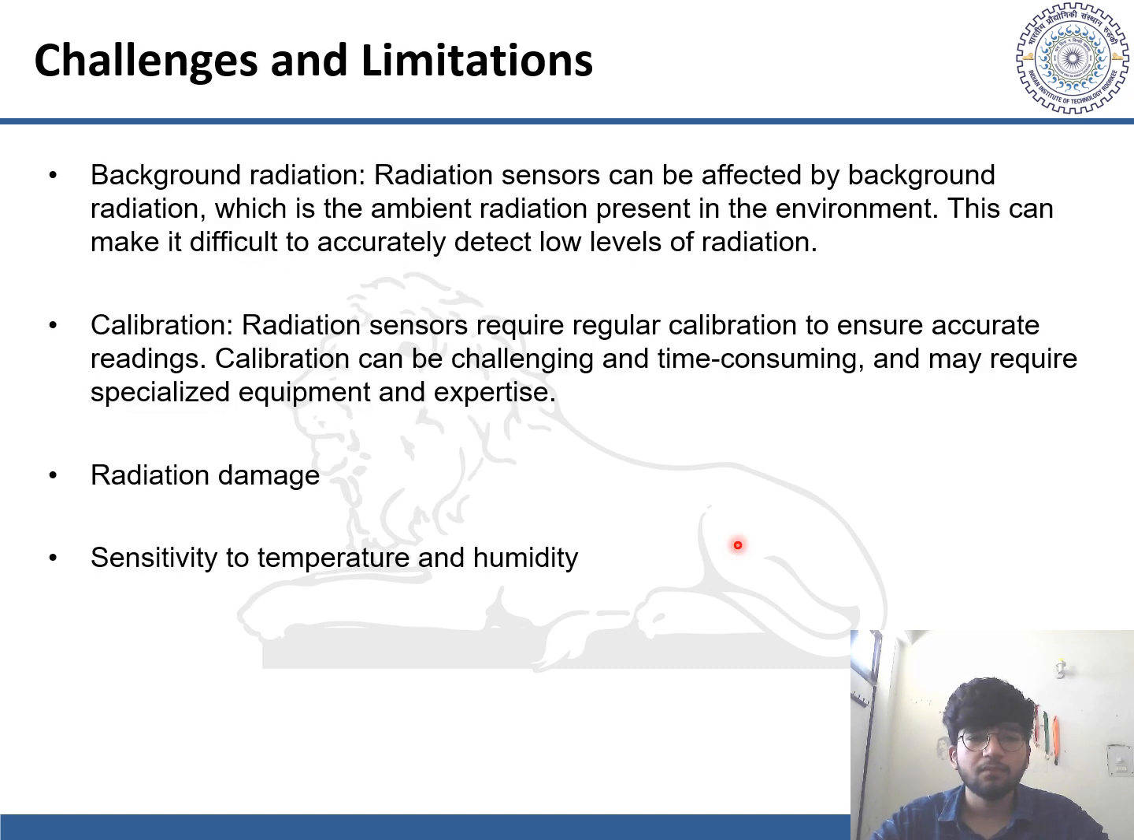Okay, the challenges and limitations in radiation detection. The first is background radiation. The radiation sensors can be affected by background radiation, which is the ambient radiation present in the environment. Actually, we also emit radiation. This can make it difficult to accurately detect low levels of radiation.